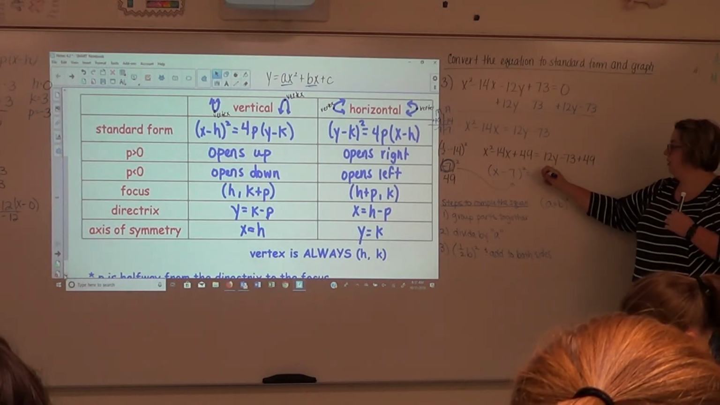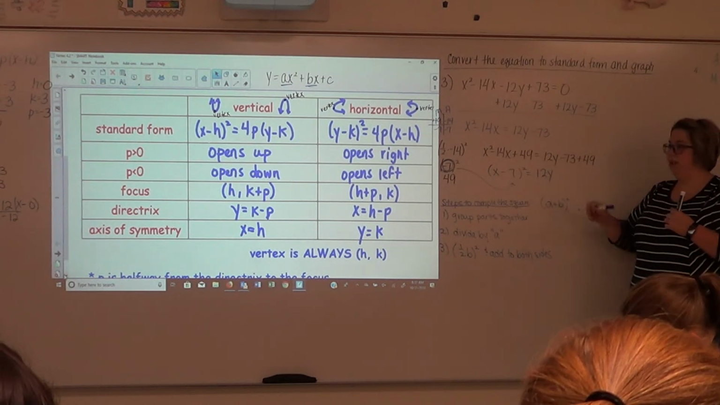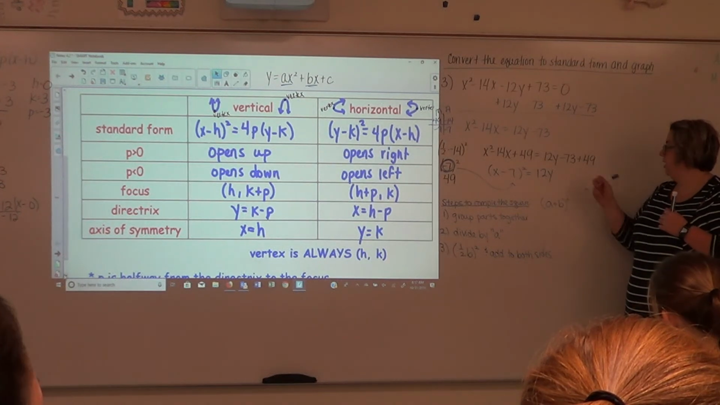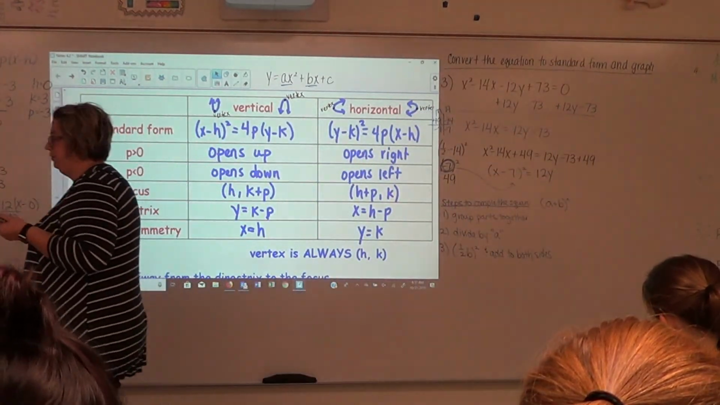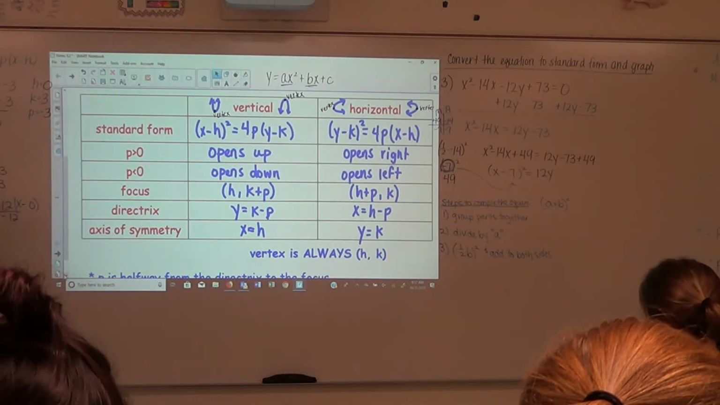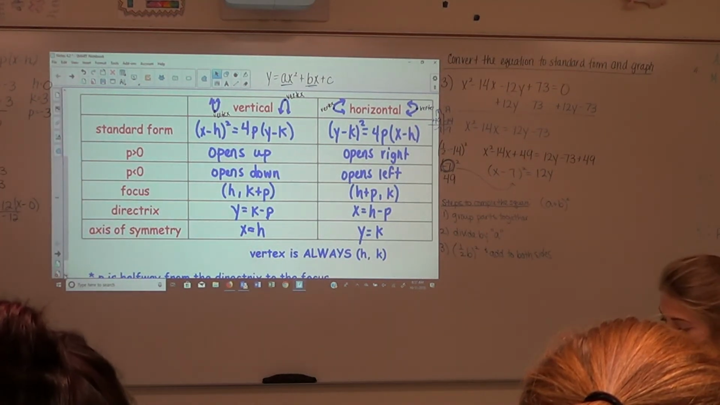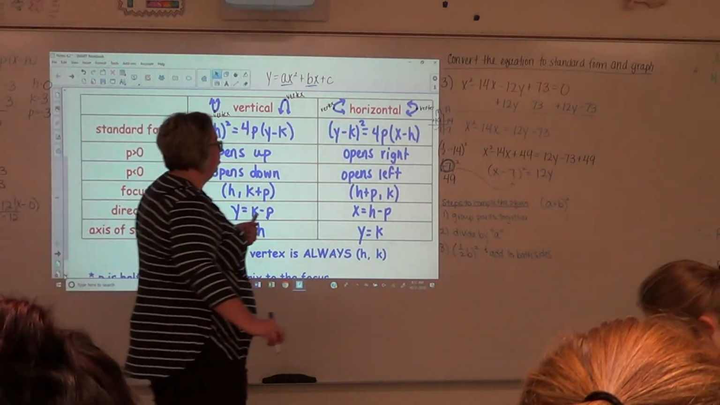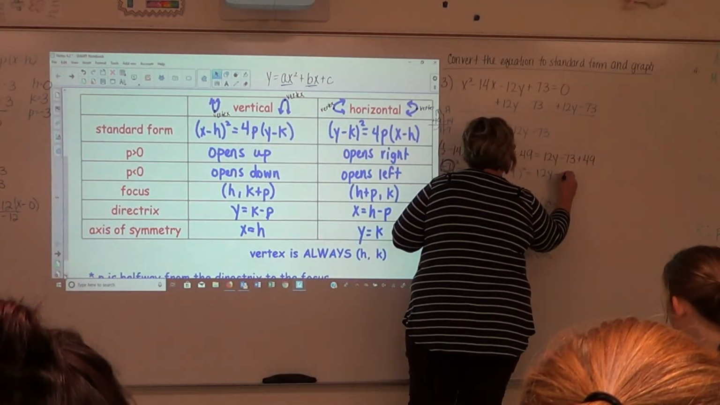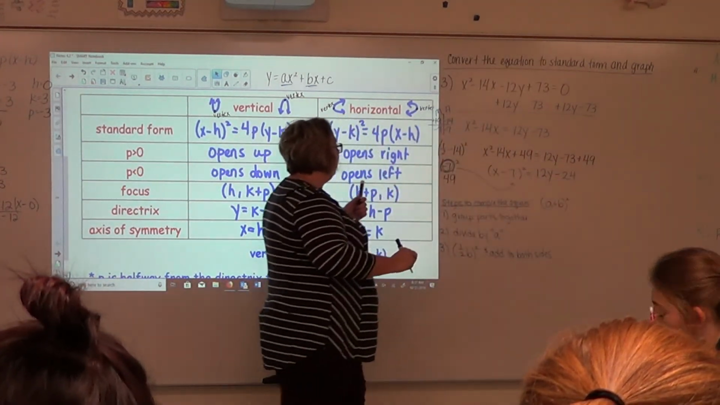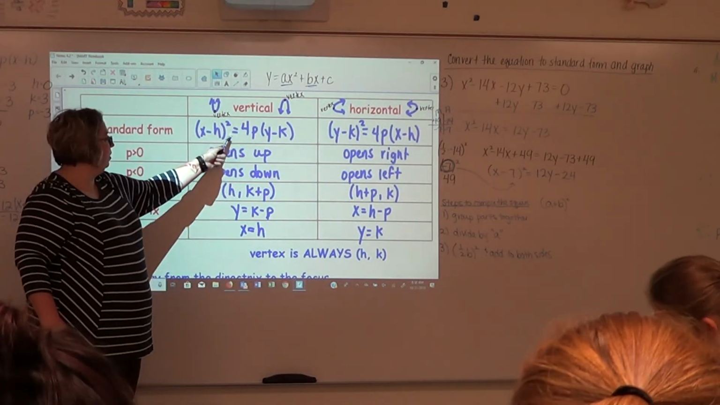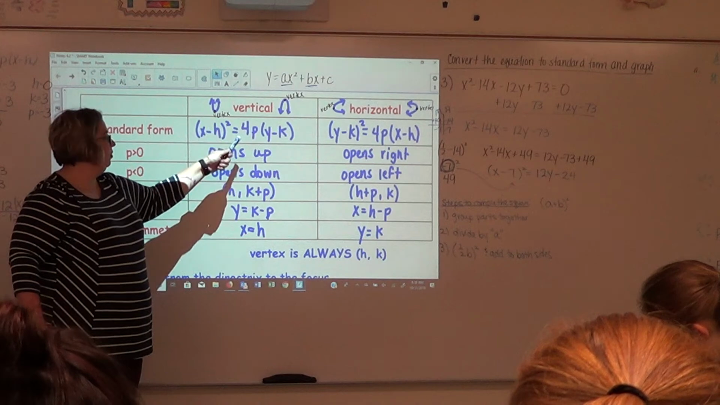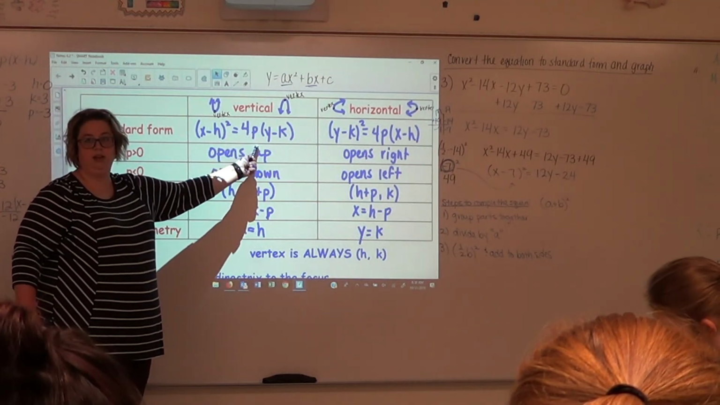Okay, then the right-hand side, we combine like terms. So what's negative 73 plus 49? Somebody tell me if negative 24. Negative 24. Okay, does that look like this then? We're close, right? The left-hand side does, but the right-hand side needs parentheses, right?